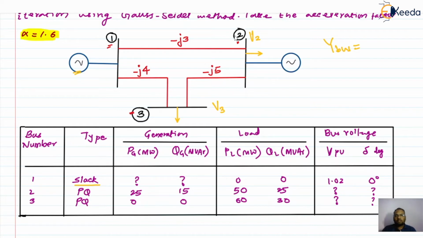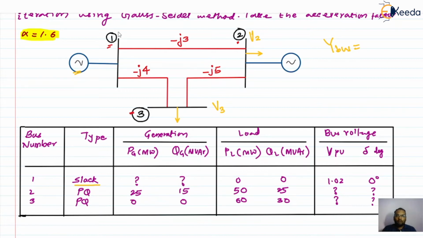Okay, so as for the generations, in the beginning we don't have the idea of the generation, so it is given here as a question mark. We do the calculation at the end of the load flow, but here it is not asked to calculate, so we don't need to bother about these two things.